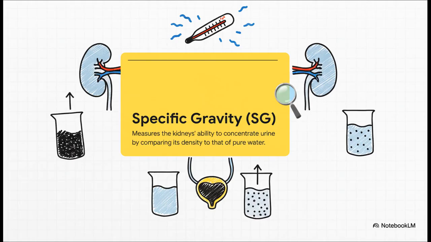And that brings us to specific gravity, or SG. Think of it as a measure of the kidney's power to concentrate urine. The higher the SG, the more stuff is dissolved in it. Our patient's result of 1.020 is on the high end of normal, which makes perfect sense, right? She has a fever, her body's losing extra fluid through sweat, so her kidneys are working hard to hold on to water, making the urine more concentrated.